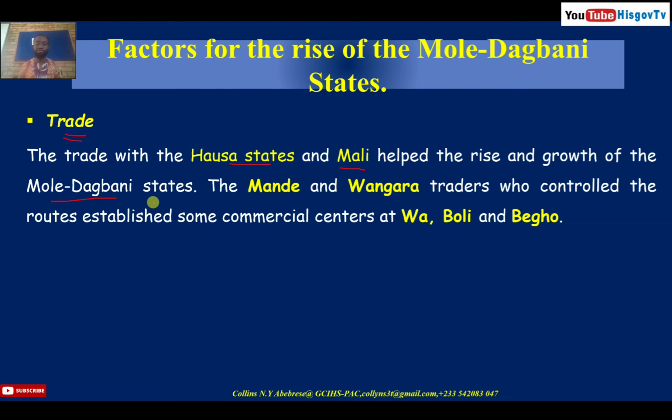Okay, and so the trade, and this will surely be about the trans-Saharan trade between the Hausa states and the Mali state, enabled the Mole-Dagbani state to rise, because the kings of the Mole-Dagbani state were taking taxes and revenues. Now, the Mande and the Wangara traders, who even control the trade routes, established some commercial centers, such as Wa, Bole, as well as Bego.